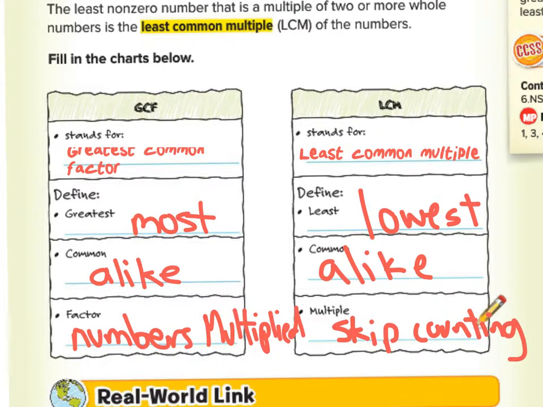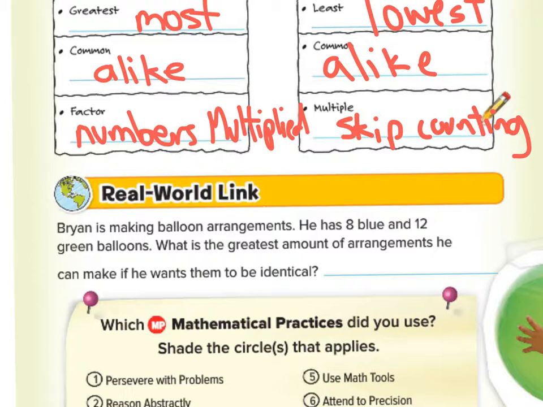And there you go. So let's see how we could use this in a real world problem. Brian is making balloon arrangements. He has 8 blue balloons and 12 green balloons. What is the greatest amount of arrangements he can make if he wants them to be identical?